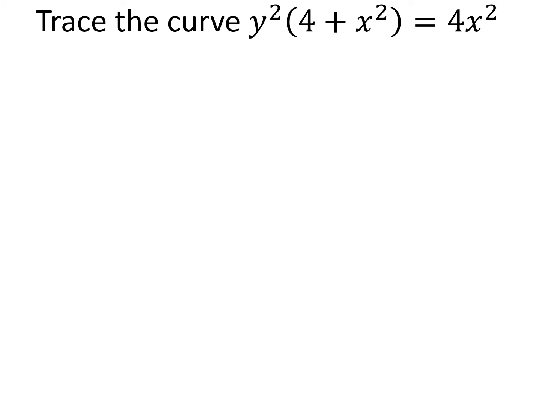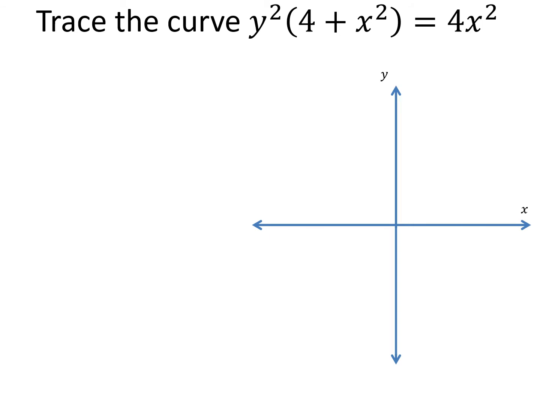So now the next example, y square into 4 plus x square is equal to 4x square. So we will draw this curve on the xy plane. So let's start with the first rule, that is about symmetry. In this equation you can easily see that your equation is symmetric about both the axes, as x and y both have even powers.